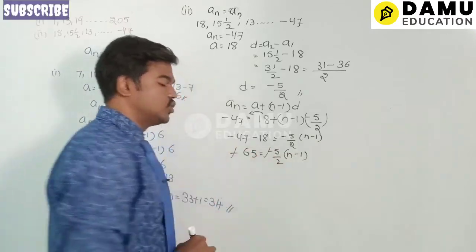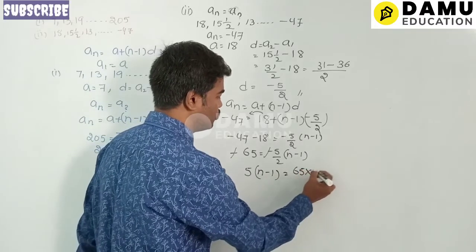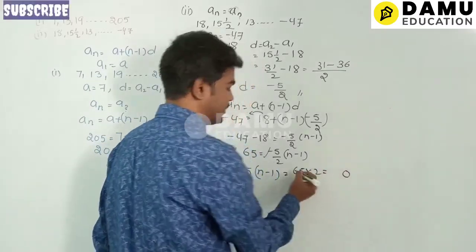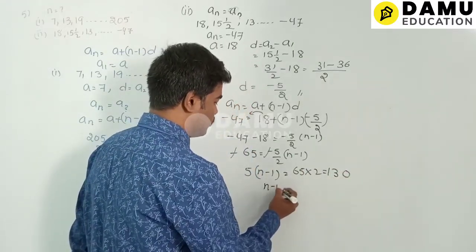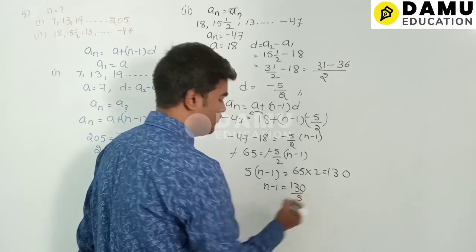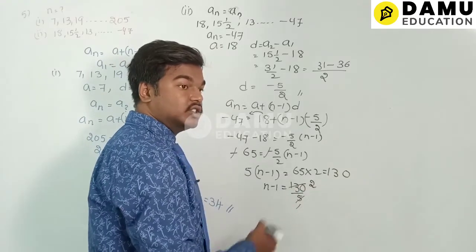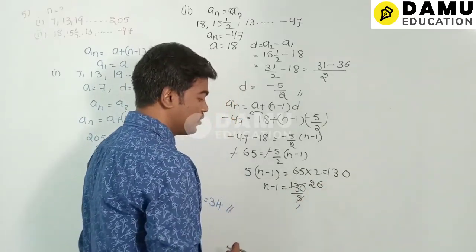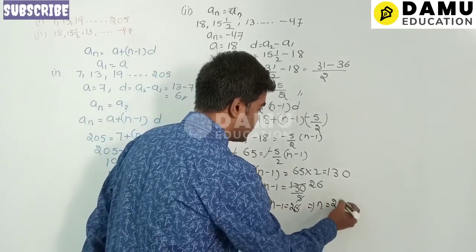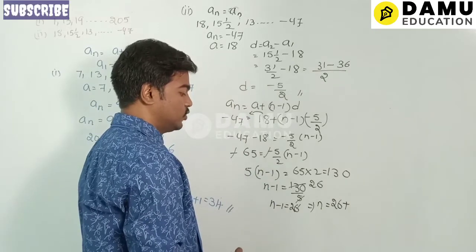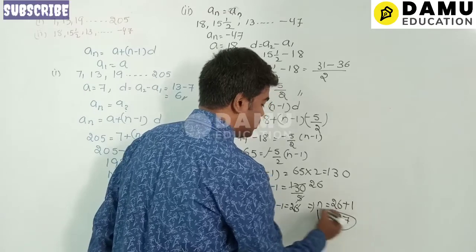The minus signs will cancel. Then 5 into n minus 1 will be equal to 65 into 2, which is 130. So n minus 1 will be equal to 130 by 5. What value do we get? 5 2s are 10, 5 6s are 30, so 26. So n minus 1 will be equal to 26. That implies n will be equal to 26 plus 1, that is 27 terms. So n will be equal to 27.